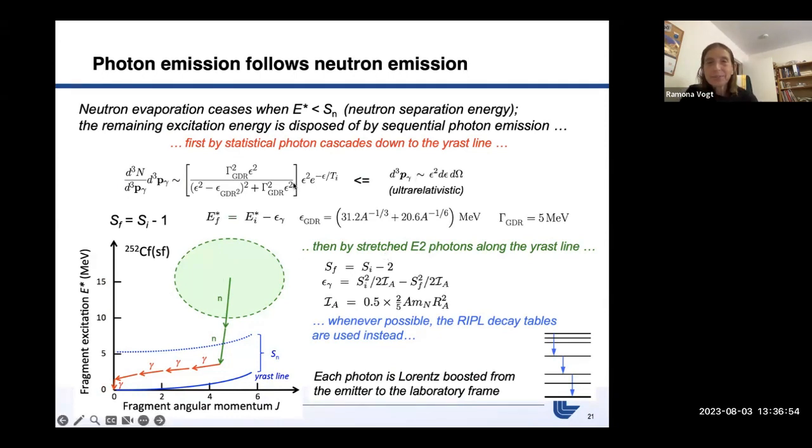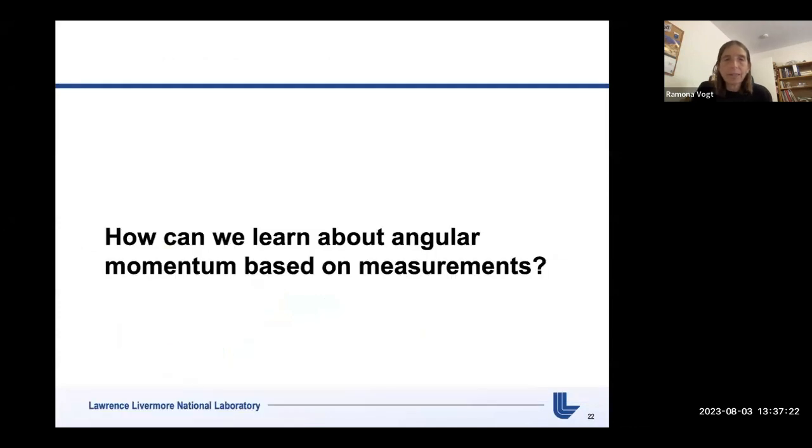So you have statistical photons from the giant dipole resonance, plus just black body radiation, and then you can emit photons along the yrast line or join to something called the RIPL decay tables, which are basically transitions between different levels. And all of that comes from nuclear data.